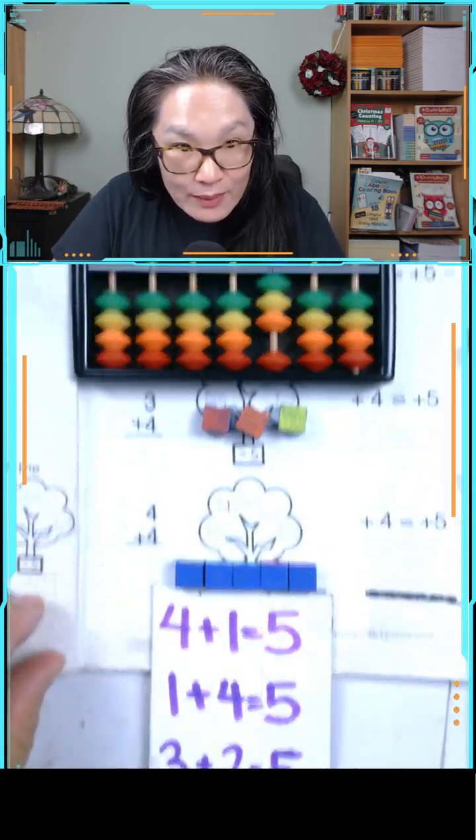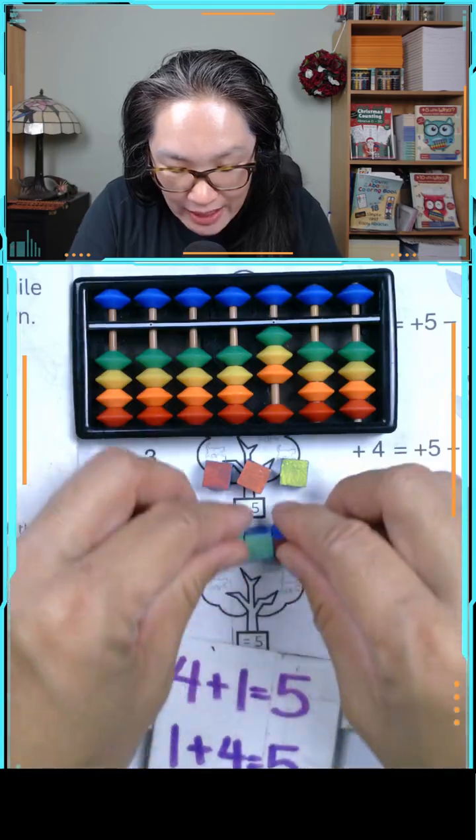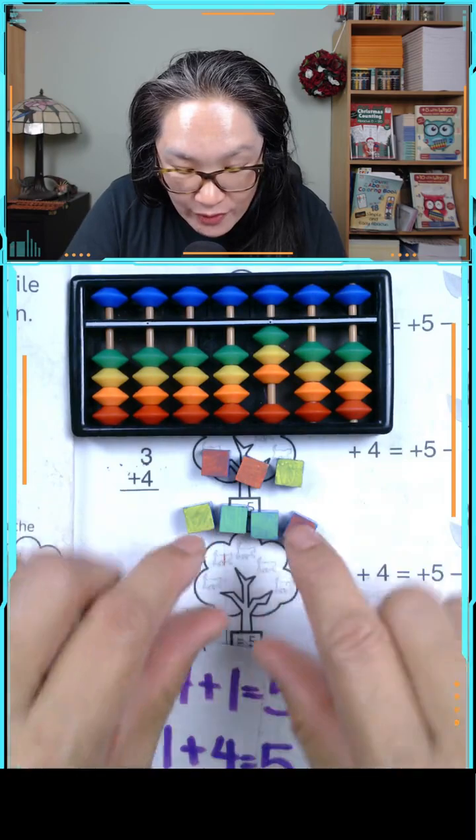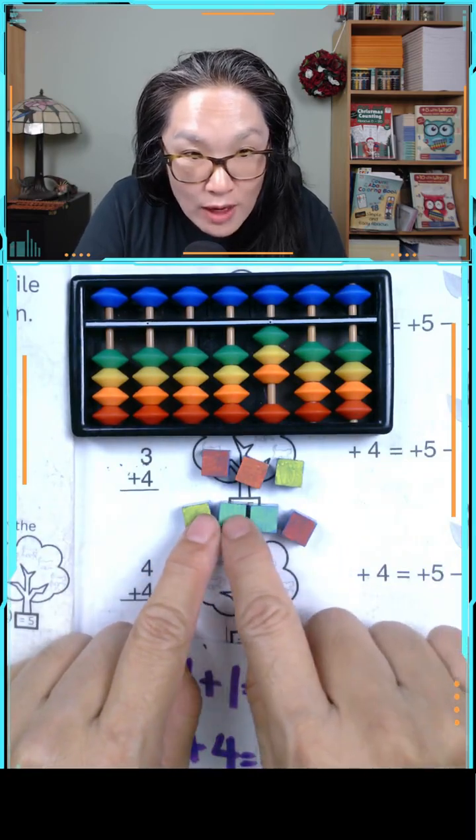We have 3 on the abacus. I have 4, right? There's my 4. What are we going to do? We're going to add the 4, but we're going to round this 4 up to 5.